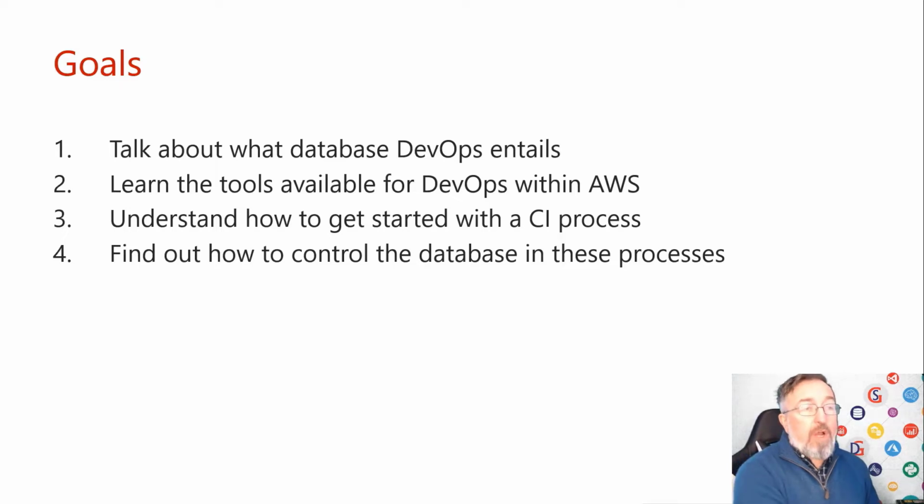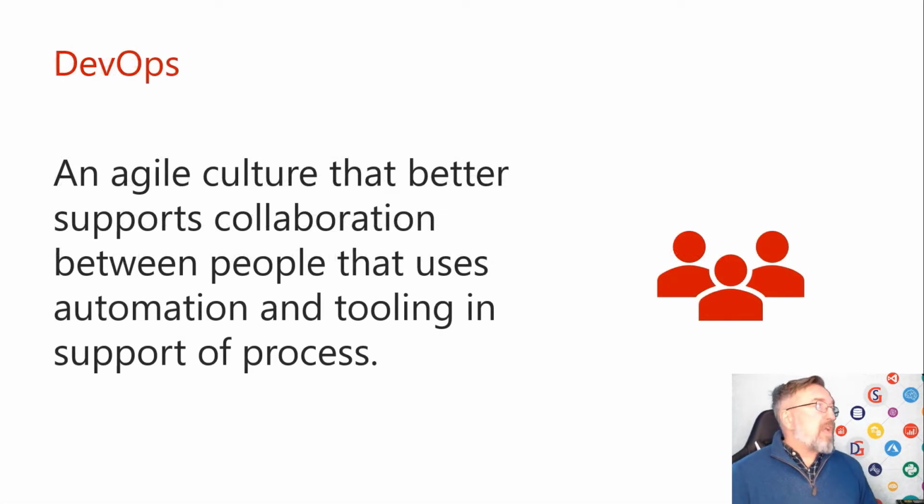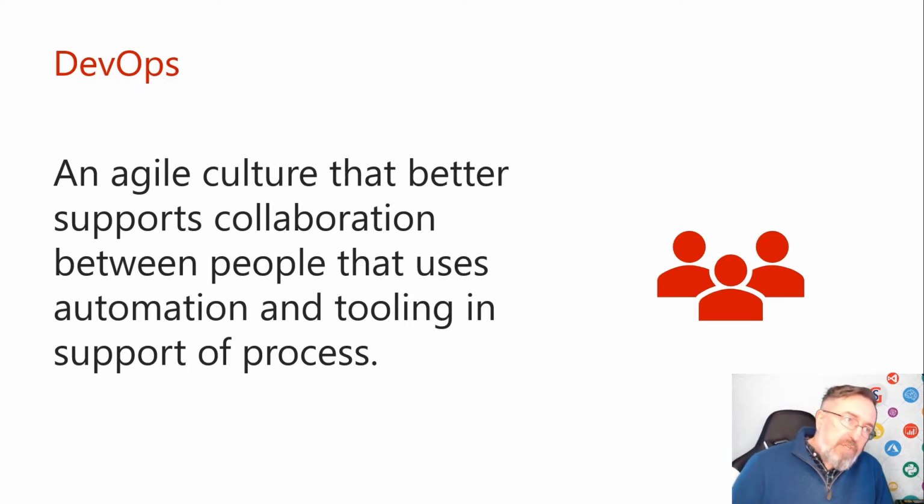Okay, so let's talk about what I mean when I say DevOps. DevOps in and of itself is an agile culture that better supports collaboration between people using automation and tooling in support of process. But the key here is that it's all about the people. It's all about that collaboration, the communication between people.